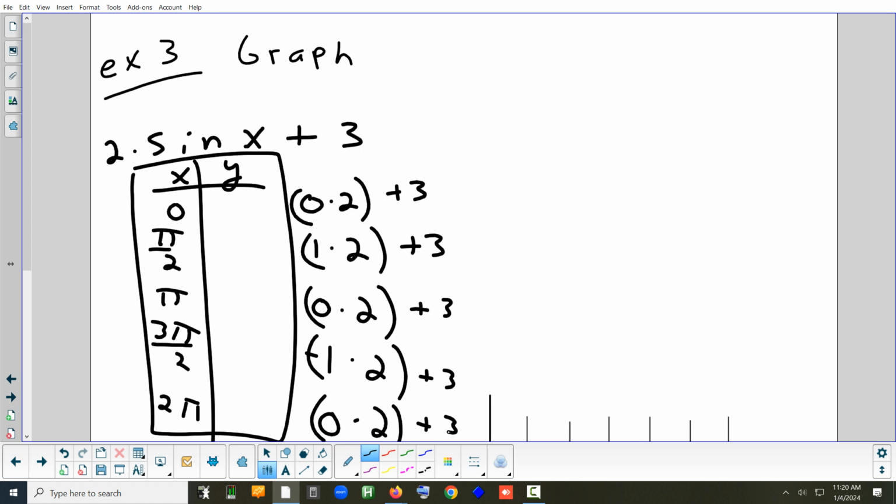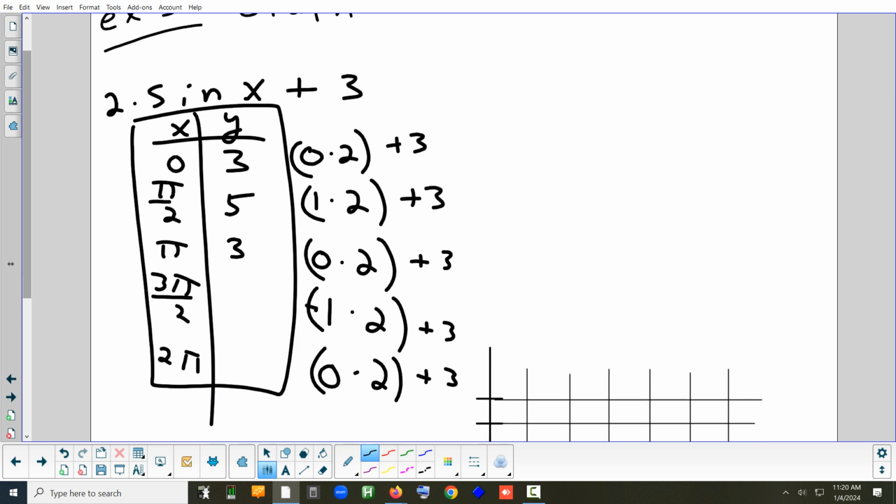Okay. All right, so what's the first one? 0 times 2 plus 3. So we get 3. 1 times 2 plus 3? 5. The next one? 3. Okay. And the next one, that's a -1. That's going to give you -2 plus 3, which is 1. And the last one? Back to 3. So 3, 5, 3, 1, 3. Those are your y's.